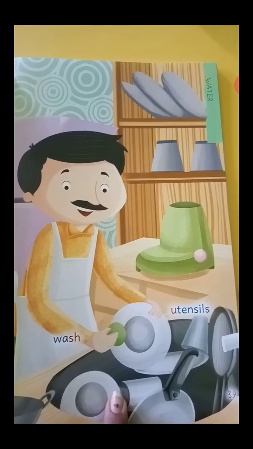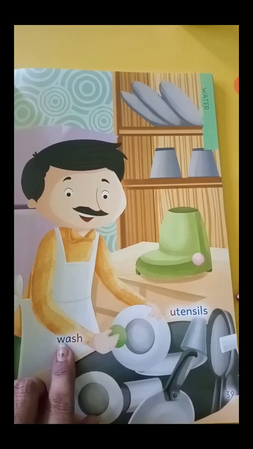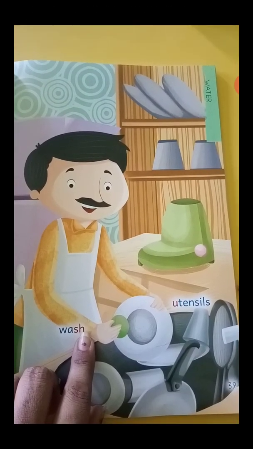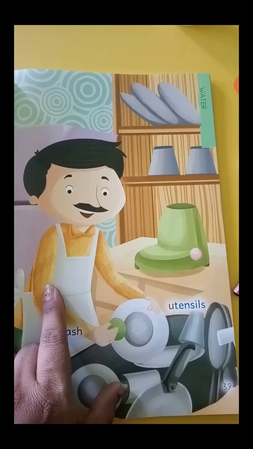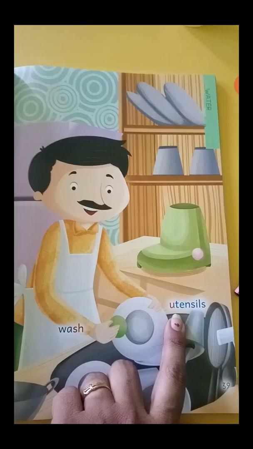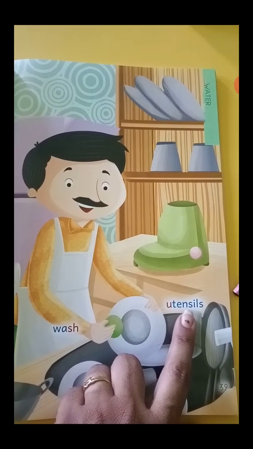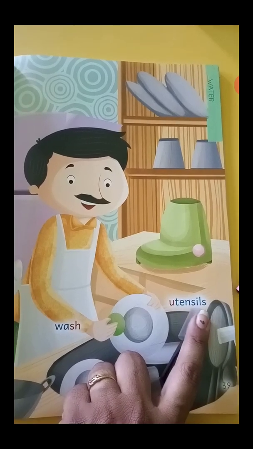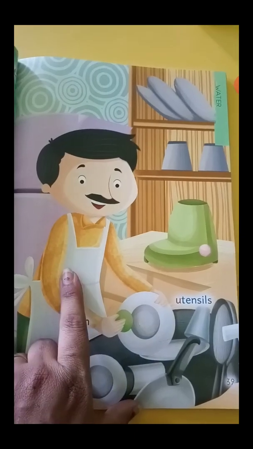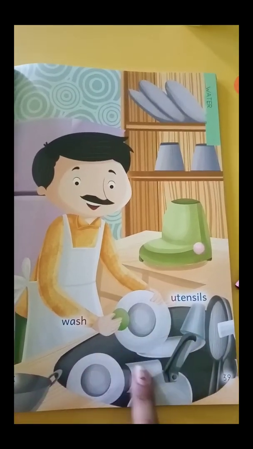Now, read the 38 page number. W-A-S-H, wash. This man is washing the utensils. Now read the spelling of utensils. U-T-E-N-S-I-L-S, utensils. The man is washing the utensils.